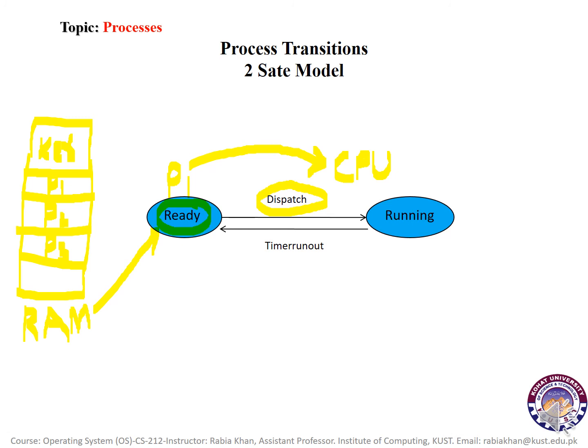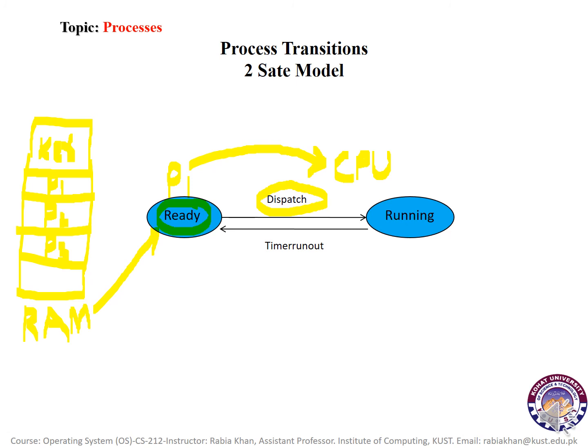So here it means the dispatch function has been called. Dispatch means to send something. Now what is being sent? A process in the ready state has been sent to the CPU for the running state. So this dispatching function is only used between ready and run, not in the reverse order. Keep in mind.